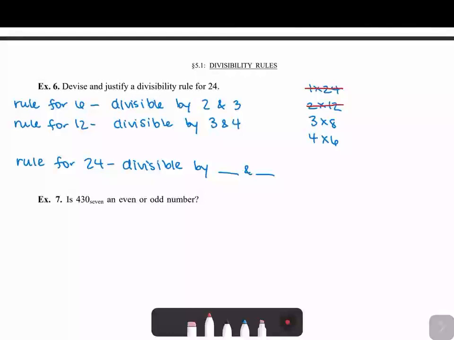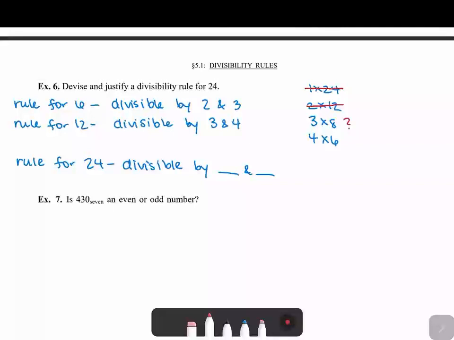Okay, 3 and 8. Let's think about the multiples of 3 again. 3, 6, 9, 12, 15, 18, 21, 24. Okay, and the multiples of 8, 8, 16, 24. So that one seems like it could work, right? The only multiples of 3 that are shared with multiples of 8 are the multiples of 24. So this one might be able to work.